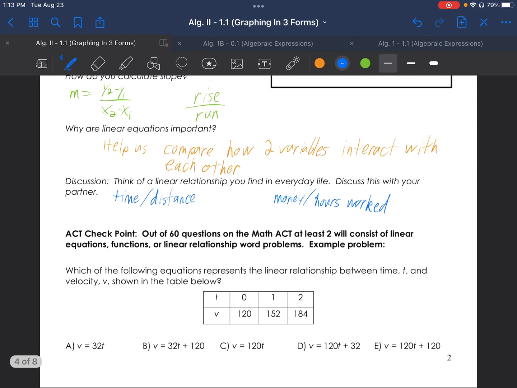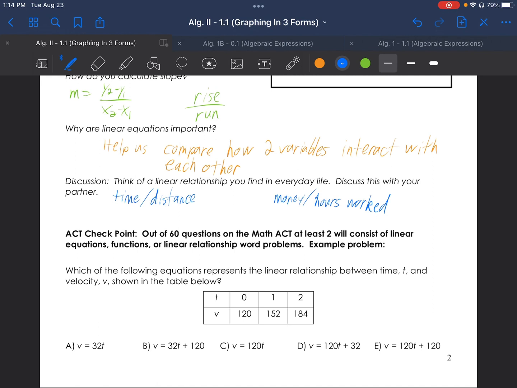So, ACT checkpoint. A lot of juniors take Algebra 2, and junior year is a big testing year for the ACT in Nebraska. So of the 60 questions on the math ACT, at least 2, and it could be more, will consist of something with linear equations, functions, or relationship word problems. So here's an example of one of those. Which of the following equations represents a linear relationship between time, t, and velocity, v, shown in the table below?